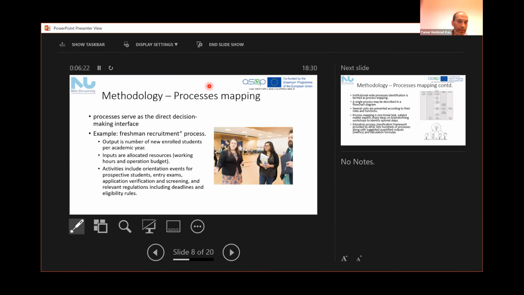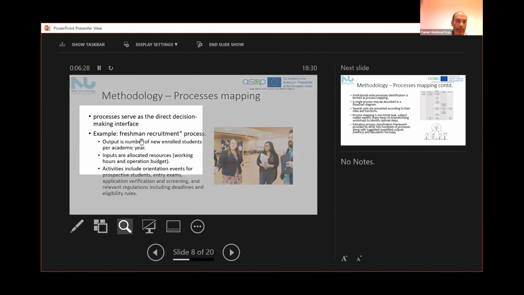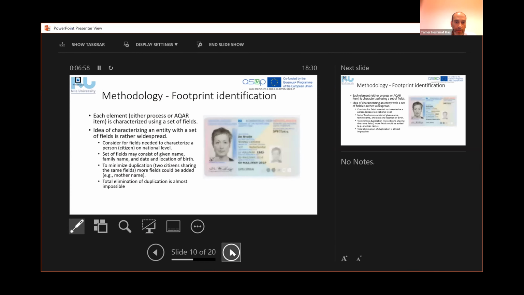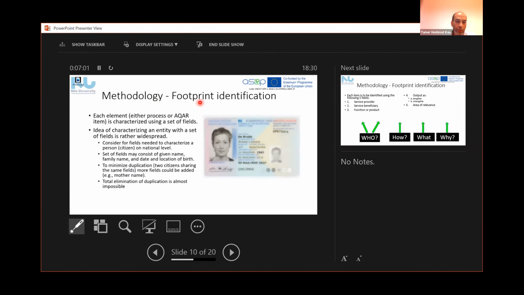So this leads us to the concept of the process. Just to illustrate, consider the freshman recruitment process. The output of this process is the number of new enrolled students per academic year, and the inputs should be the allocated resources, either the working hours or operation budget. The activities are diverse, and they include orientation, entry exams, application verification, and so on. So the question is, which academic standard is related to this process, the freshman recruitment process? I will skip this. Let us go back to the methodology of the footprint.